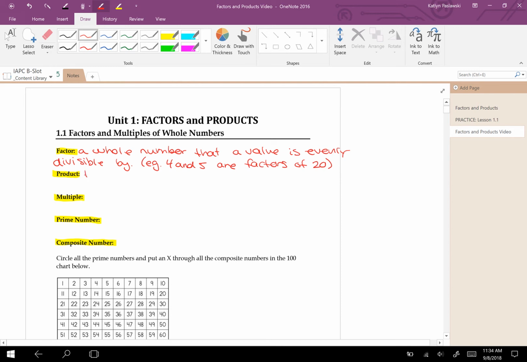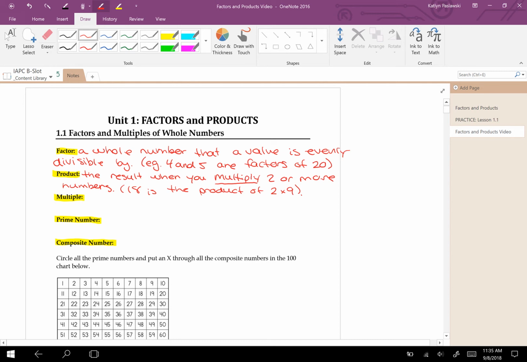Now we have a product. So we think the result when you multiply, and I know that multiply is specific when talking about a product, so I'm going to underline that, and it's 2 or more numbers. So an example, 18 is the product of 2 multiplied by 9.